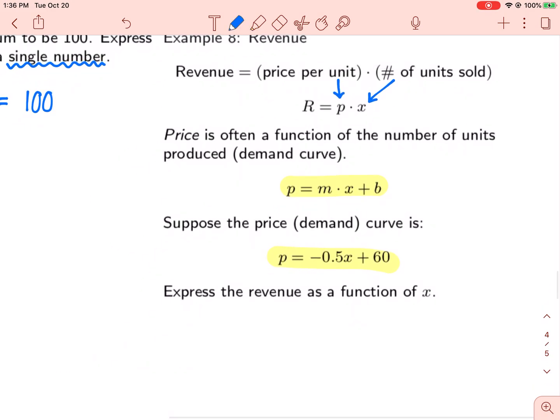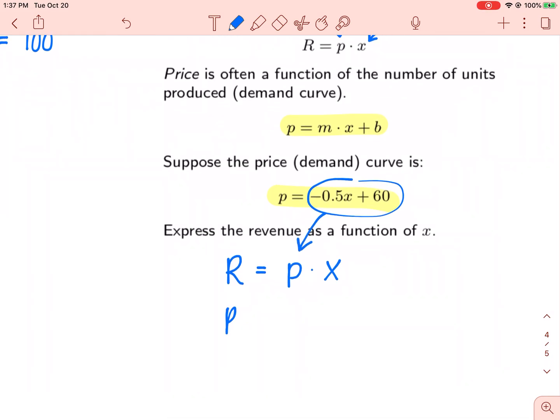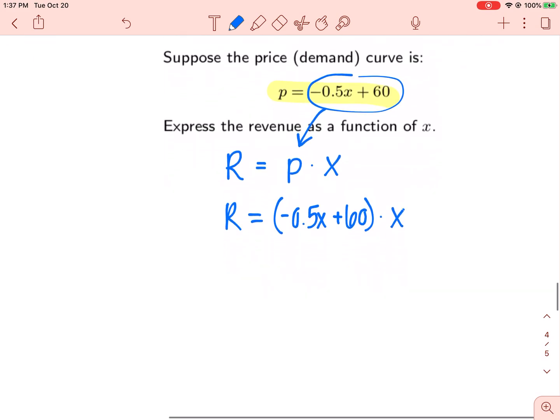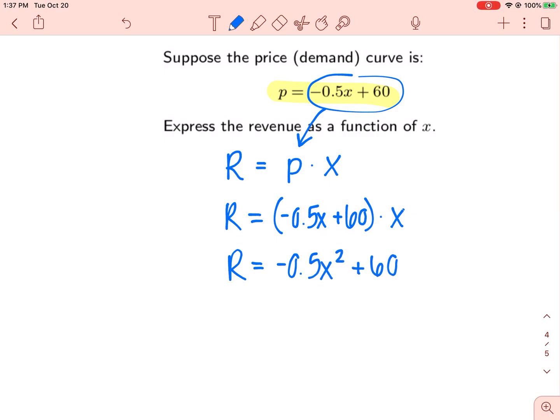Well, okay. Revenue is normally P times x, but now I only want it to be a function of x. Notice here, I give you what P is. Let's plug it in, and voila, you will have revenue with only the x variable being used. Make sure you distribute. R will equal negative 0.5x squared plus 60x.